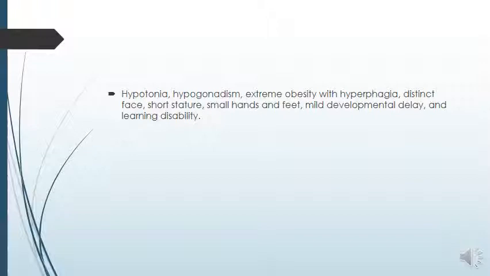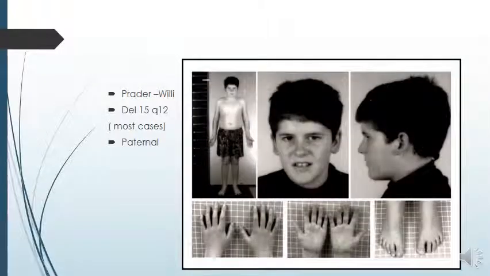In the second case, we have hypotonia, hypogonadism, extreme obesity with hyperphagia, a distinct face, short stature, small hands and feet, mild developmental delay, and a learning disability. And when you hear that, what do you think of? You think of Prader-Willi, a deletion in chromosome 15q12 in most cases. It comes from the father. Remember, if it came from the female, it would be Angelman syndrome.